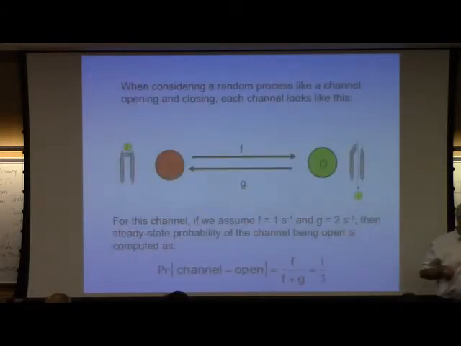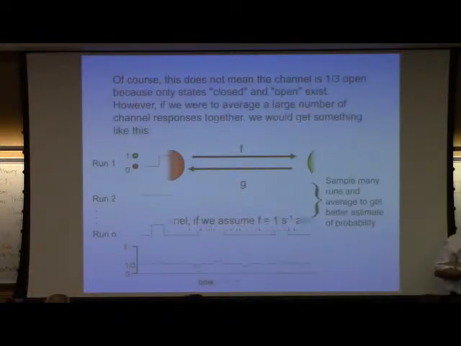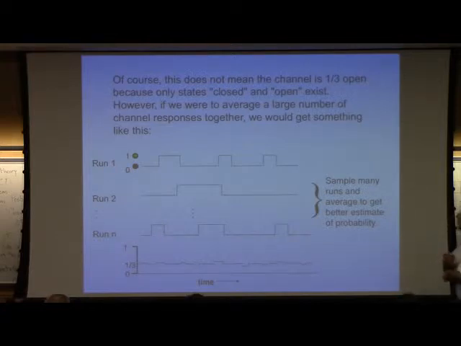So we go here. We know any given channel can only be in one of two states, closed or open. We can have rates, which is the transition rate. We're going to use F and G very often in these lectures. If it was a simple channel here, then the probability of the channel being open is F over F plus G. In this case, if we use 1 per second and 2 per second, it would be 1/3. You could probably do these in your sleep now after the first part of this class.